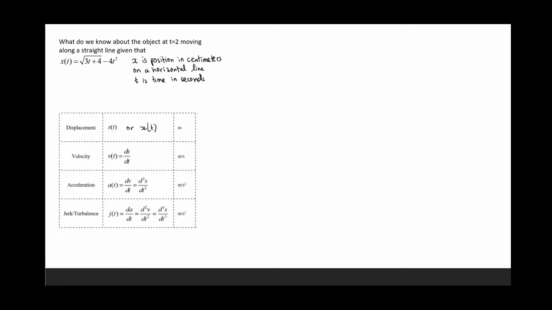On the side over here, we have a summary about displacement. So in this case, we have x of t's displacement is going to be in centimeters for us. Velocity would be the derivative of the displacement. Acceleration would be the second derivative of displacement.